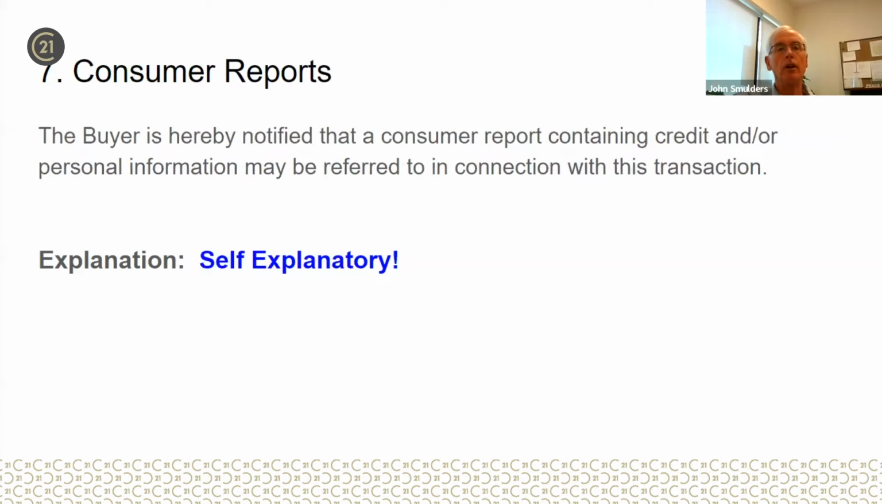Consumer reports, self-explanatory. The buyer is hereby notified that a consumer report containing credit and or personal information may be referred to in connection with this transaction. Now for a lease, that's pretty obvious. But what about a buyer of a property? I have been put to task on this: why would a seller want my credit information? My explanation is only if a vendor take-back mortgage is happening. If the seller is holding a mortgage for you, Mr. Buyer, they have the right to get a credit report on you. Any questions about that?